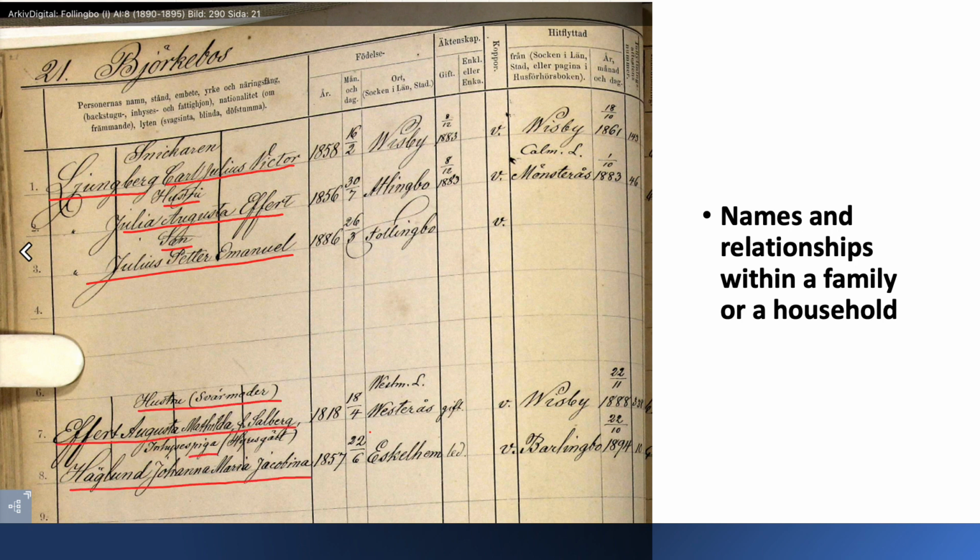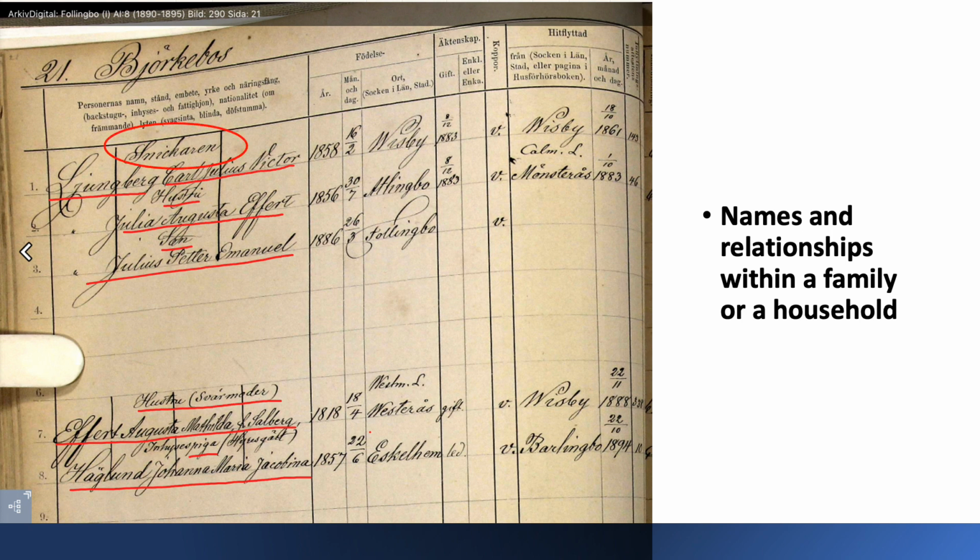Below the main family, you'll see other people listed. These could be other households within the same farm, or it might list people who worked on the farm. Here we see a woman named Augusta Matilda Salbert Effert, and it says she's a hustru, meaning she's married. Then it says the word svärmoder, meaning that she's the mother-in-law of Karl Ljungberg, or the mother of Julia Augusta Effert, Karl's wife. Below the mother-in-law, you'll see Johanna Maria Jakobina Hägglund. It says above her name that she's a piga, or a household worker.